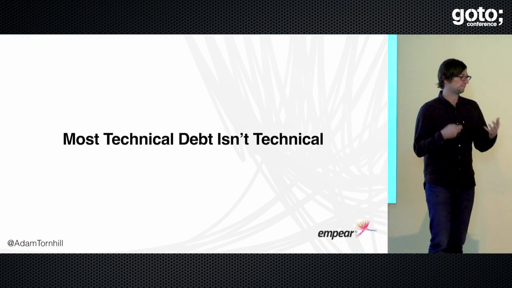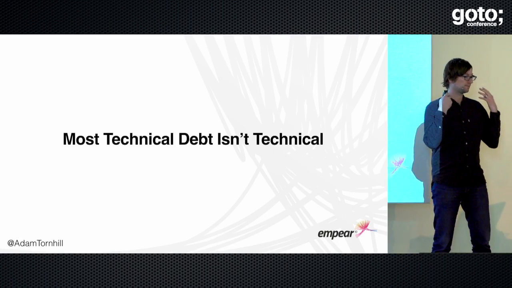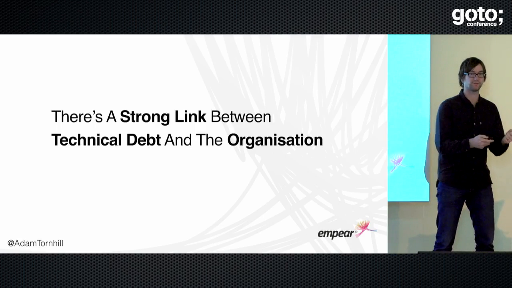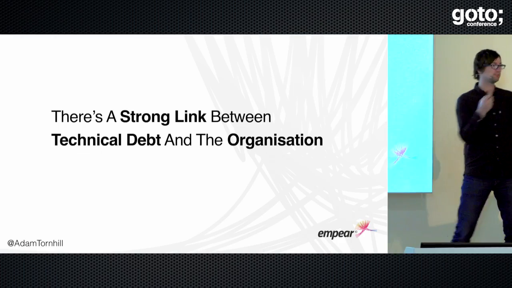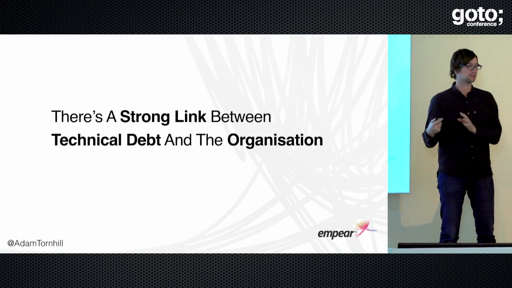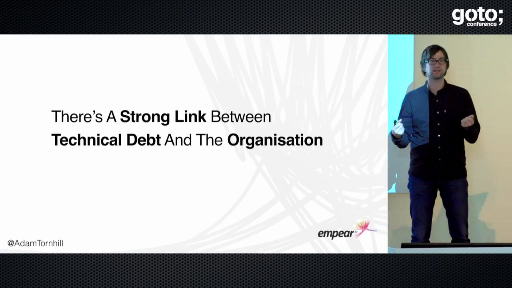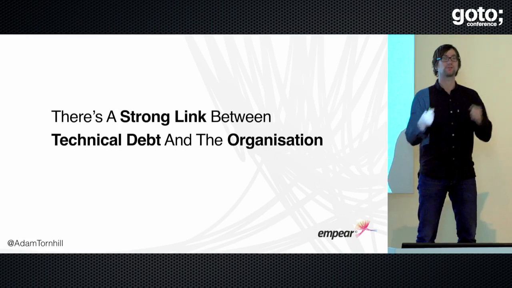But I think that the main reason that we make misattributions like this is because the organization that builds the code is invisible in the code itself. And that's unfortunate because there is a strong link between technical debt and the organization. I'm pretty sure that we cannot address technical debt without taking a holistic view of it. And that holistic view has to include a social dimension.